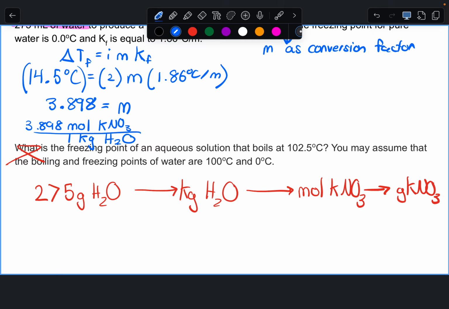So I've also now, in addition to finding the molality and breaking it down into its two components so that I can use it as a conversion factor, I've also planned out my calculation. So I had to start with that 275. There's nowhere else to start. And I'm trying to find grams of KNO3. So knowing that I can use the molality, I can go from grams to kilograms, then use that conversion factor, then go from moles to grams of KNO3.